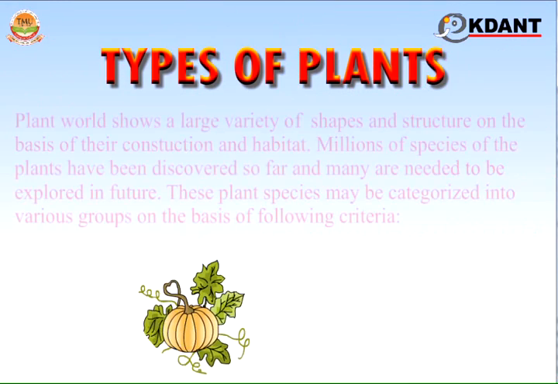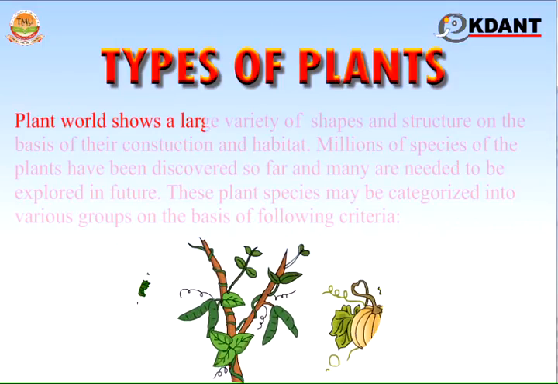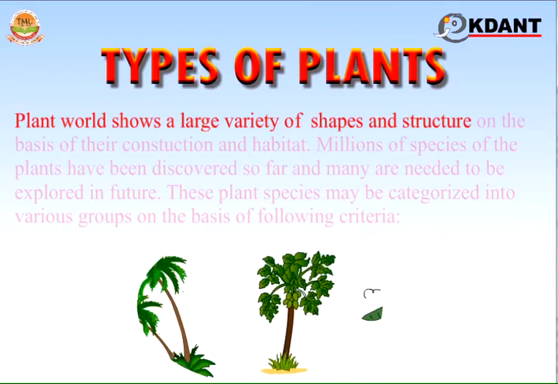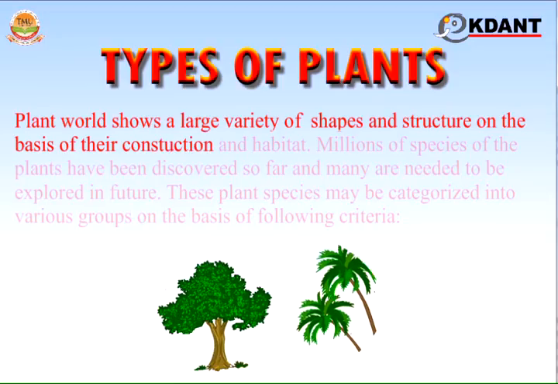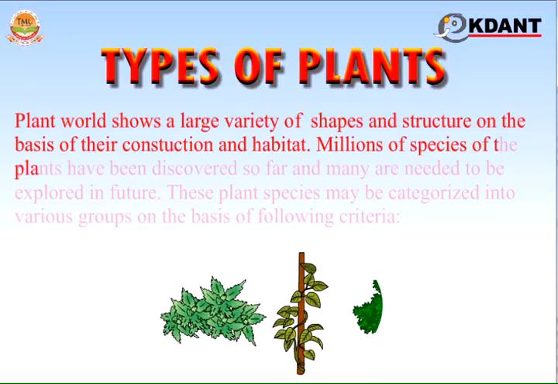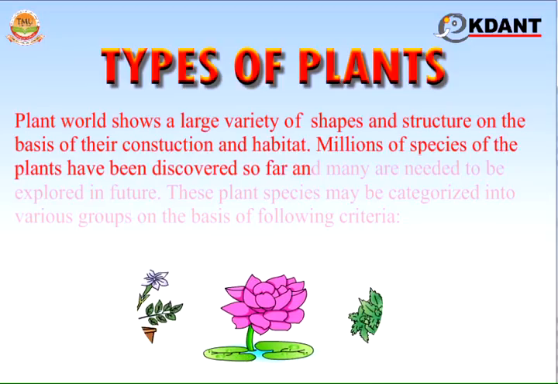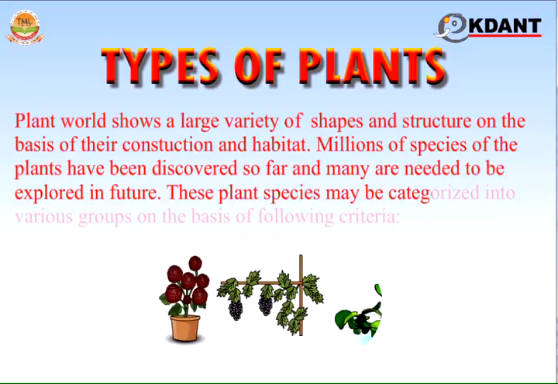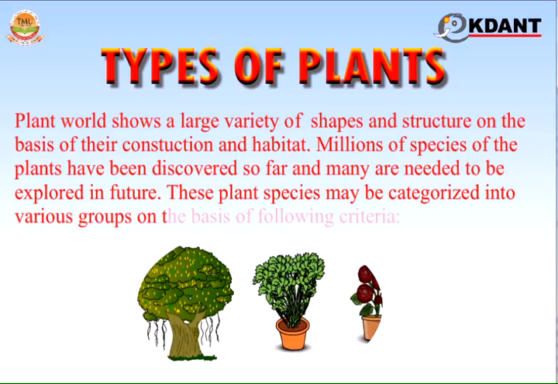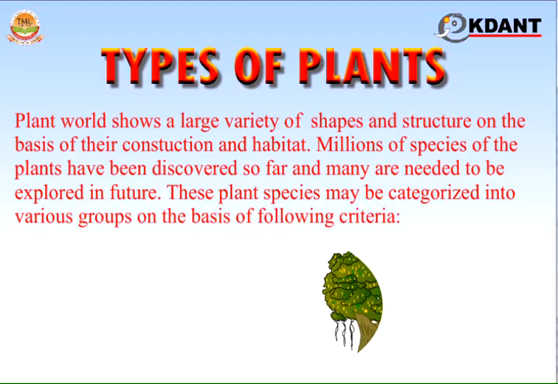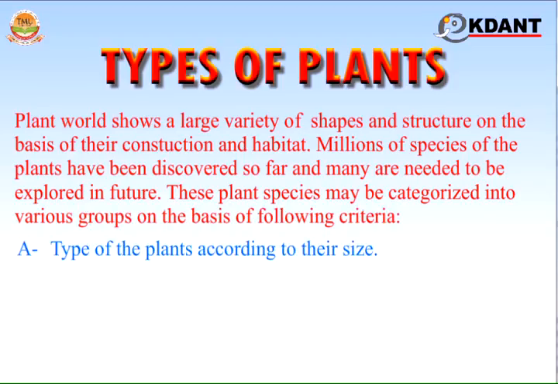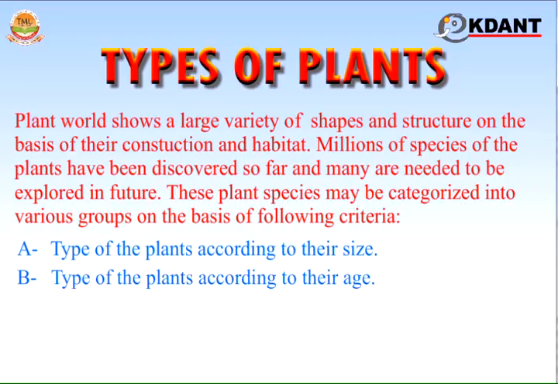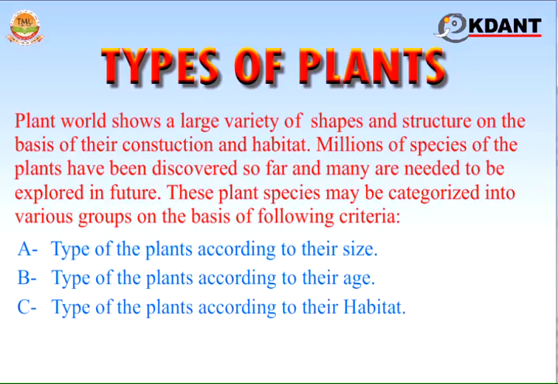Types of plants. Plant world shows a large variety of shapes and structure on the basis of their construction and habitat. Millions of species of the plants have been discovered so far, and many are needed to be explored in future. These plant species may be categorized into various groups on the basis of following criteria. A. Type of the plants according to their size. B. Type of the plants according to their age. C. Type of the plants according to their habitat.